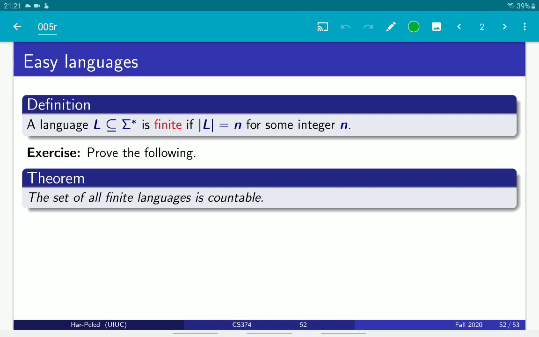Okay. So let's start to speak about easy languages. If a language is finite, then it's easy. Computationally, it's of course easy. You just list all the strings in the language, and given an input, you can just check whether the input string is one of those strings.